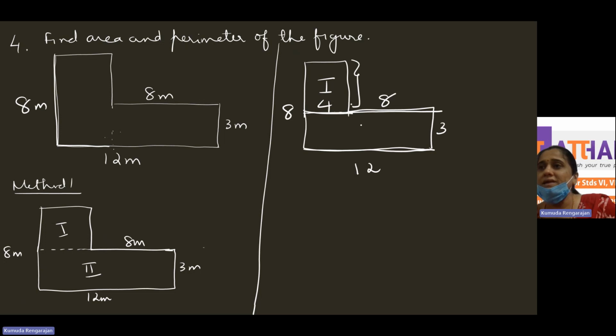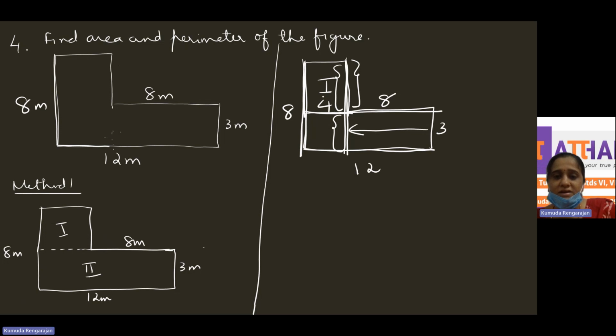Now we have to find the breadth, correct? Now this is 8. So this one is also 8, correct? How much is this one? 3. Because this is 3, this is 3. Then how much is this one? 5. Because this is 8, this has to be 8. But we have 3 here. So the rest of it should be 5. Now tell me, this is 4 and this is 5. Yes or no, children? So we found the length and the breadth of region 1.